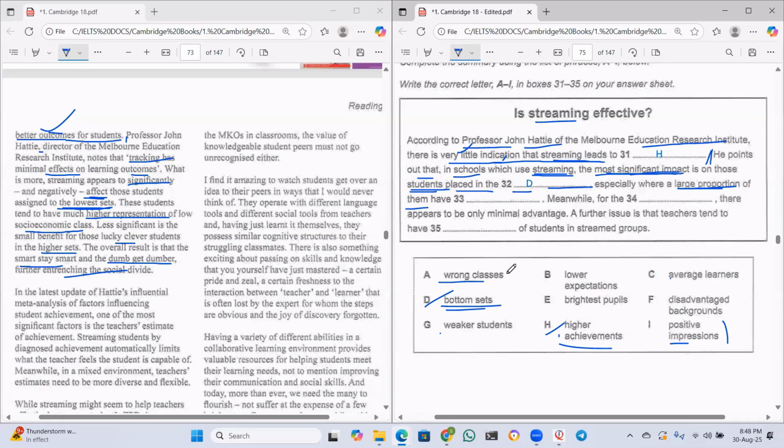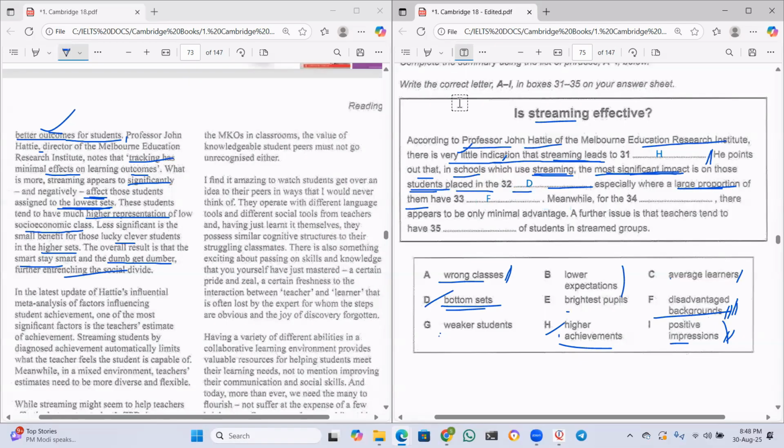Wrong classes? I don't think so. Lower expectations? No. Average learners? No. Brightest people? No. Disadvantaged backgrounds? Okay. Low socioeconomic class, disadvantaged backgrounds. I think this one is matching. Weaker students is not matching. Positive impressions is also, I don't think so, right? So, yeah, disadvantaged backgrounds is matching with low socioeconomic class. I think F should be the right answer. Okay, so here I'll write F.